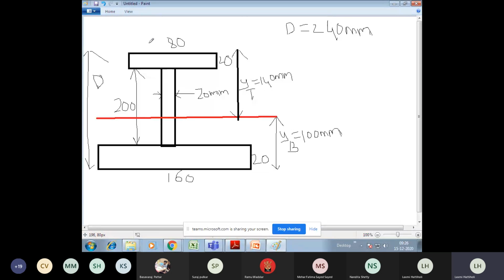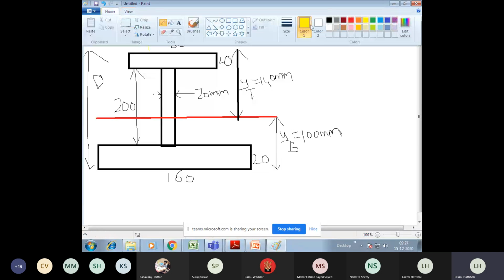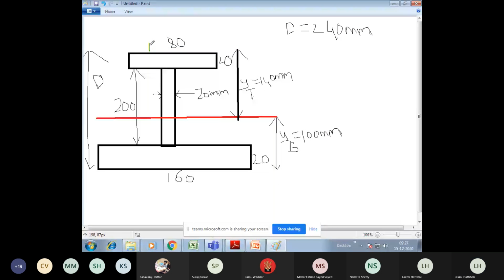Calculate the shear stress at the top fiber of the top flange. So let me mark it. Calculate the shear stress at the top fiber of the top flange. This is my first point. Calculate at this layer. You can call it a layer or a fiber.